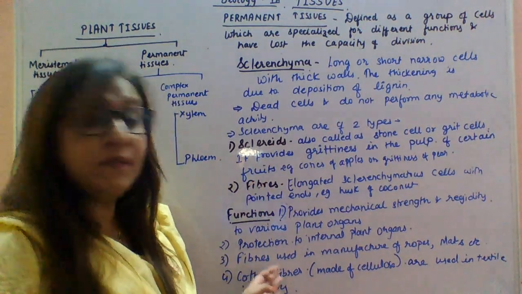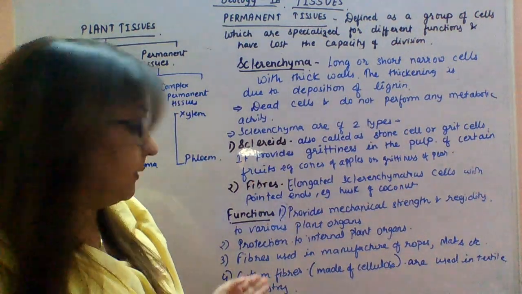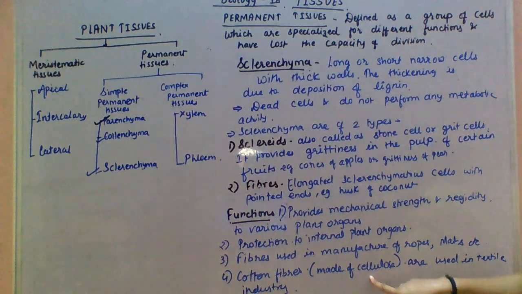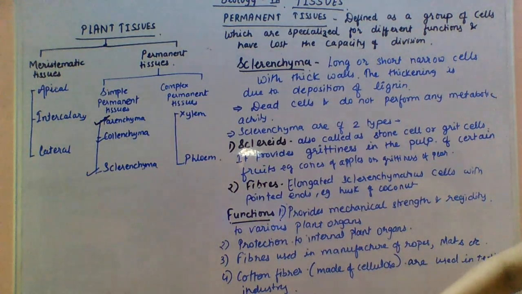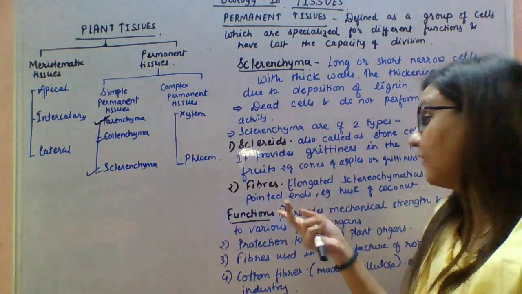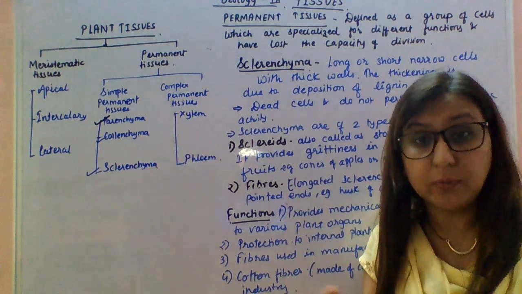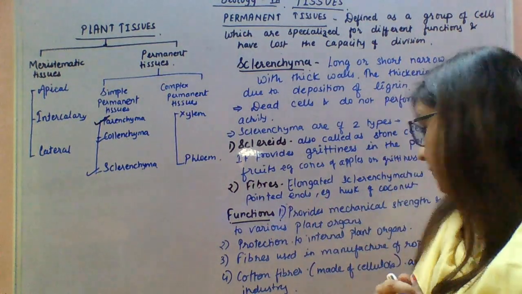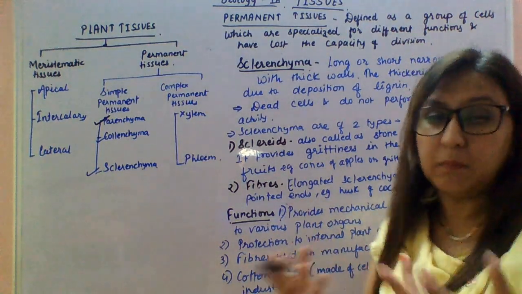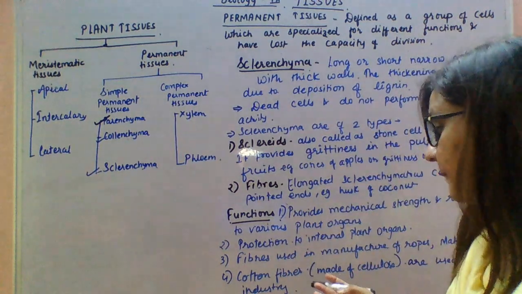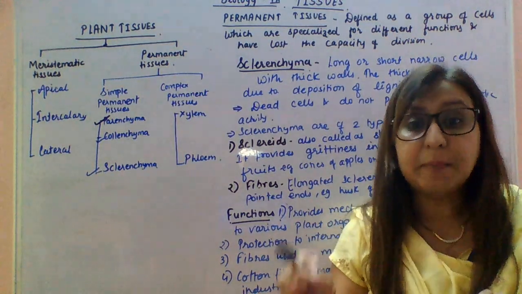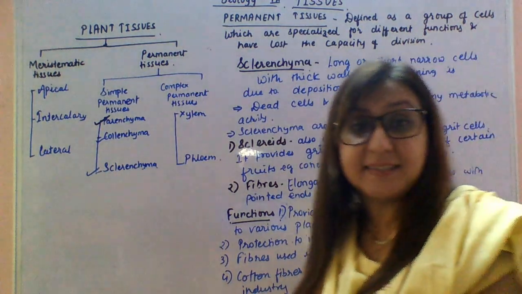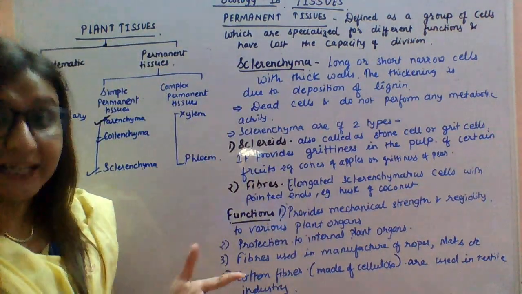Next, cotton fibers. These cotton fibers are made up of cellulose, because other fibers are made up of lignin. As I told you, lignin is the cement-like substance usually present in these fibers. But now we are talking about cotton fiber, which is made up of cellulose and is used in the textile industries for making textiles.